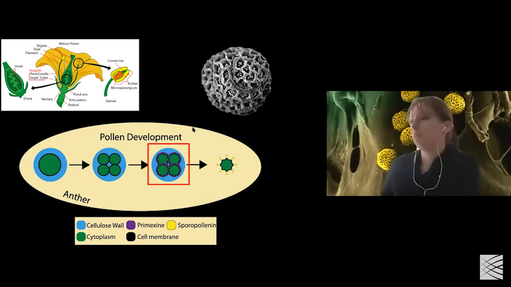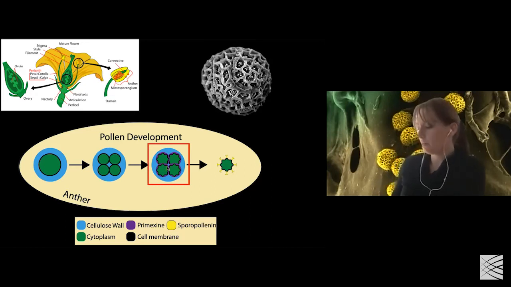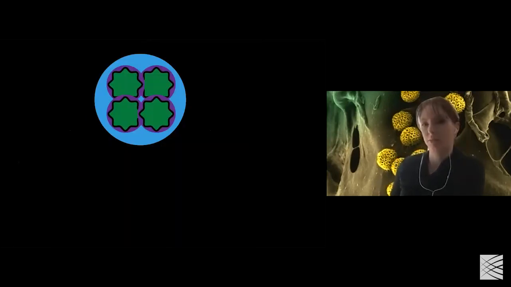Okay. Oh, and one last thing. The reason why this is called Primexine is because this entire surface, this sort of layer, is called the exine. So people sort of postulated from the 80s that Primexine had something to do with being a precursor for the exine.